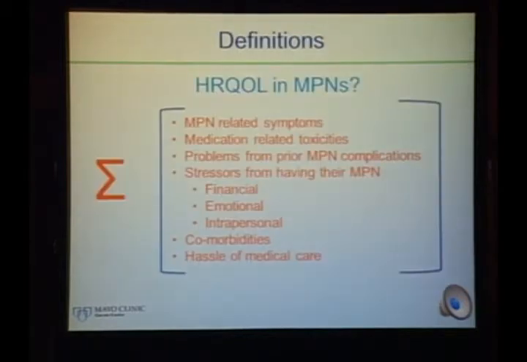Now what about health-related quality of life? That's really what we're talking about today, is the aggregate of, do you have symptoms from your disease? And if you're on medicines, do side effects of the medicines make you feel worse? Have you had any prior complications from your MPN? What about the stress of having your disease?